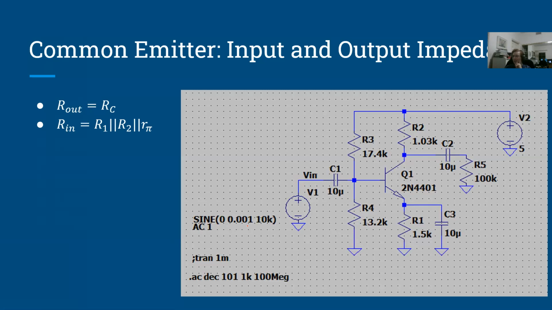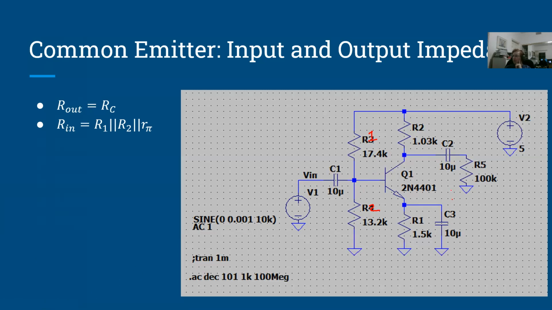For some reason, when I'm recording, my cursor likes to disappear and I have no idea where it goes. There it is. I'm calling this one R2 and this one R1. Okay, so now things make sense. Now what we have is these two resistors in parallel with R pi, which again is the resistance looking into the base of this transistor. Let me write that again.